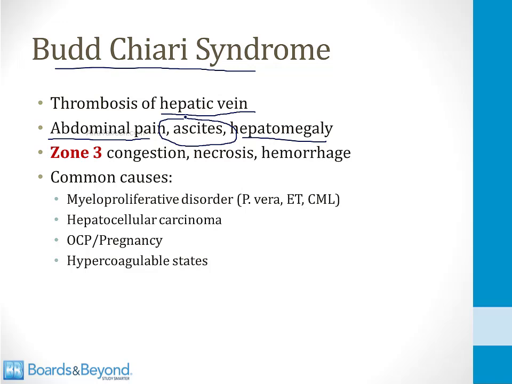On a biopsy specimen, you'll see problems in zone 3. Remember what I said before, zone 3 is where many liver disorders have problems. The reason you see problems in zone 3 in the Budd-Chiari syndrome is because zone 3 is where blood is drained from each liver lobule, and it cannot drain because of a blood clot in the hepatic vein. So you can see congestion and necrosis and hemorrhage all in zone 3 of the liver.